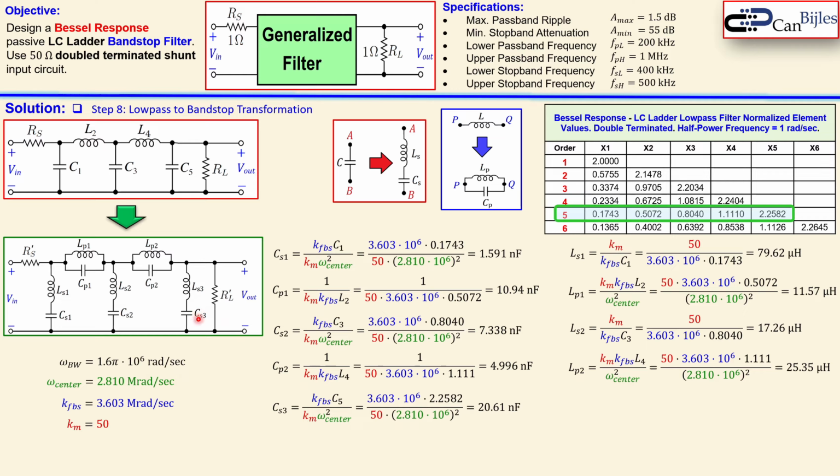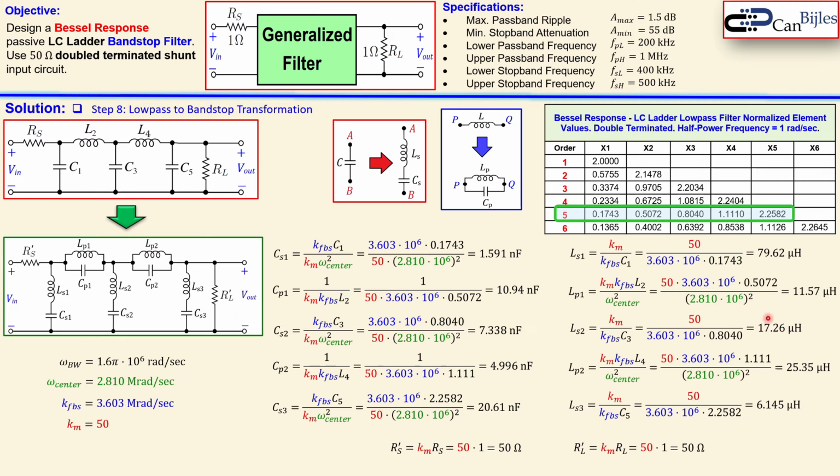And for the CS3 and the LS3, we use the coefficient here, which is the X5, which is then calculated like this. So we see that we use the omega center, the band stop scaling factor, and also the Km in these calculations. And for RS prime, which is the scaled version from the normalized RS, which is just 50 times 1, which is 50 ohm, and also for the load, it's the same 50 ohm.